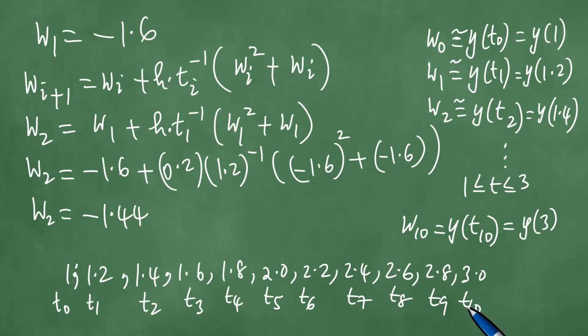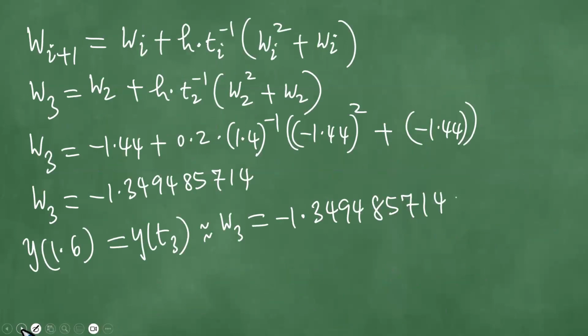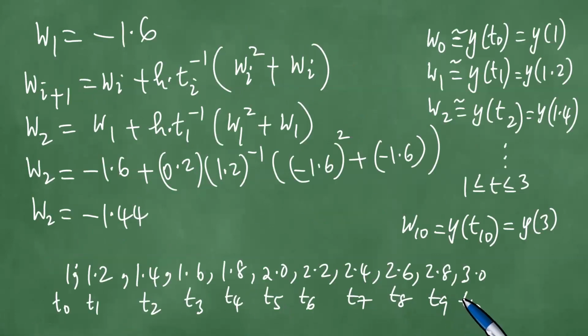You can tabulate all these values, but in the exam they normally can't ask you for so many because you would run out of time. But that's what you'd get. So this must proceed until we get to W10, which is at T10.